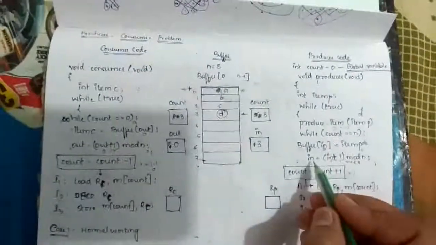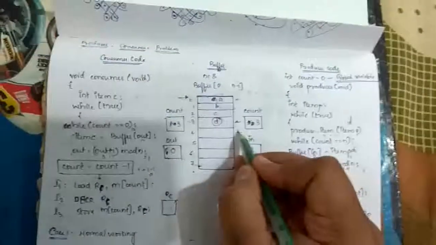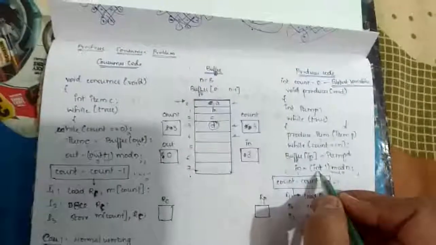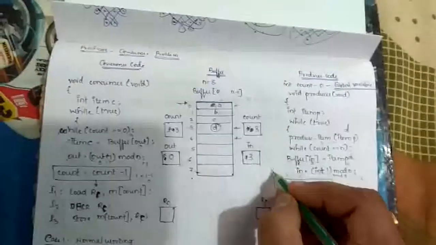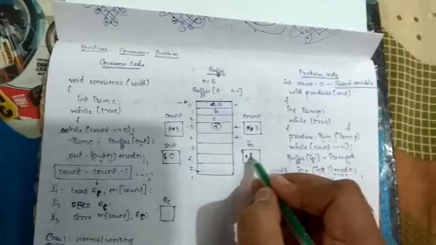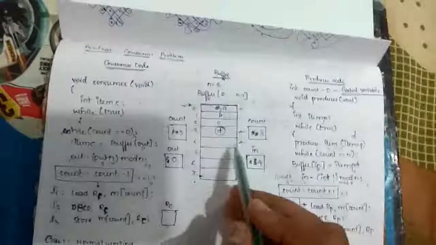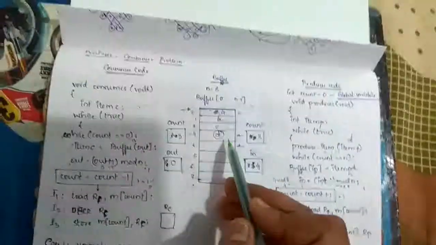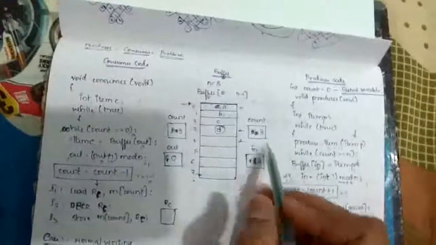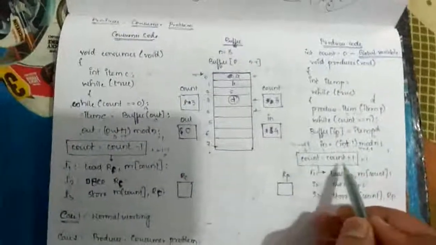Now what was the in value initially? In was initially 3. So now it has to point to the next position, and so in equal to in plus 1 mod n. In plus 1 is 4. So 4 mod 8 is 4. The new value of in is now 4. Since there are 4 items produced by the producer, the count has to be updated to 4 now. To update this count, I will execute this instruction: count equal to count plus 1.